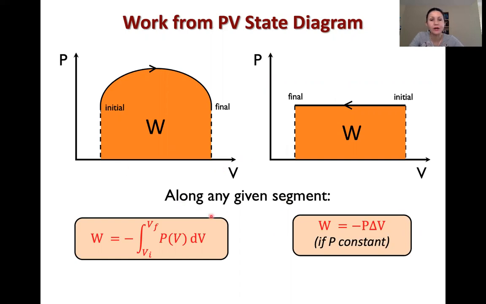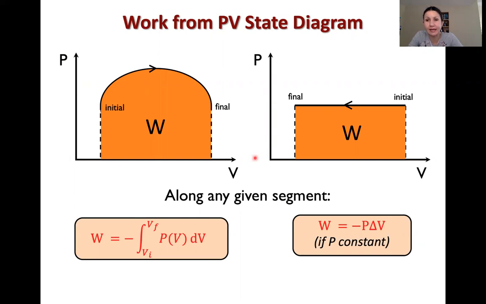So for any given process where you start with some initial and final volume, in order for work to occur here, volume has to change, because you're either compressing the gas or the gas is expanding. And it turns out that work is the integral over a pressure versus volume plot.